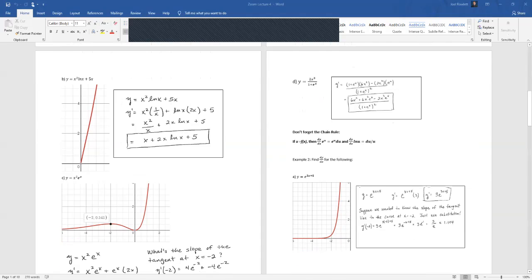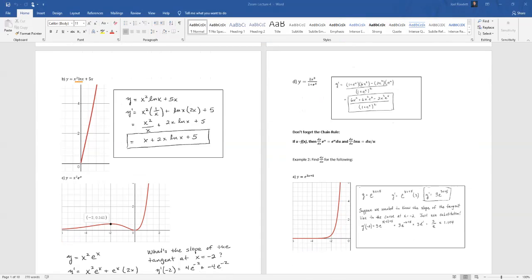Okay, part B. On part B, we're looking for the derivative. And this time, we have 2 terms here. We have to use the product rule on the first term, and then we have 5 times x. Let's take the derivative of this. Well, to figure out the derivative of the first term, I'm going to multiply x squared times the derivative of ln x, which is 1 over x. And then I have to add to that the second term times the derivative of x squared, which is 2x. And then, of course, the derivative of 5x is 5.